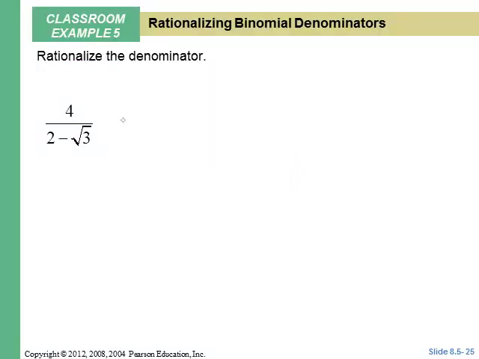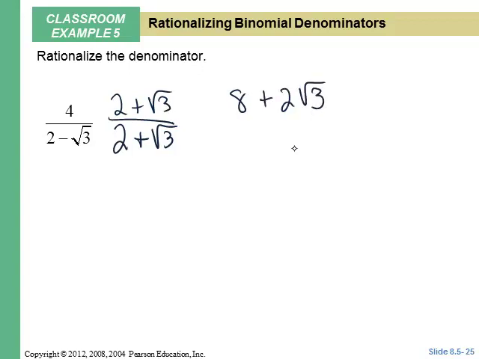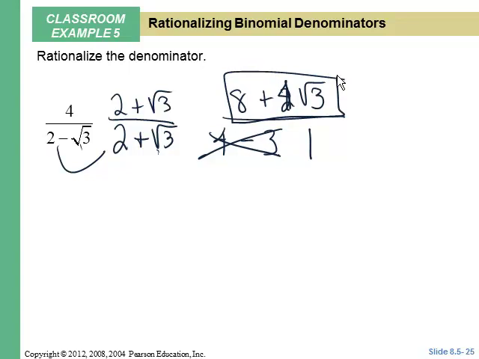So the conjugate here would be 2 plus the square root of 3, 2 plus the square root of 3. Now the numerator is 8 plus 4 root of 3. 2 times 2 is 4. Root of 3 times the root of 3 is the root of 9, which is 3. 4 minus 3 is 1. Or in other words, your answer is just 8 plus 4 root of 3, since it's all over 1.